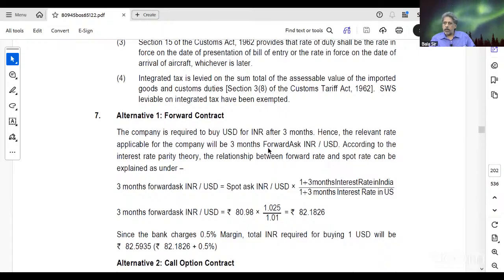80.98 into 1 plus, and don't take 10%. 10% is for a year, right? What is it for 3 months? It is 2.5%, right? 1 plus 0.025, nothing but 2.5% in decimal format, divided by 1 plus 0.01. Nothing but what? They gave 4% in US for 12 months. What is it for 3 months? So 1%, which is 0.01. Okay, so how much do you get? Rupees 82.1826.